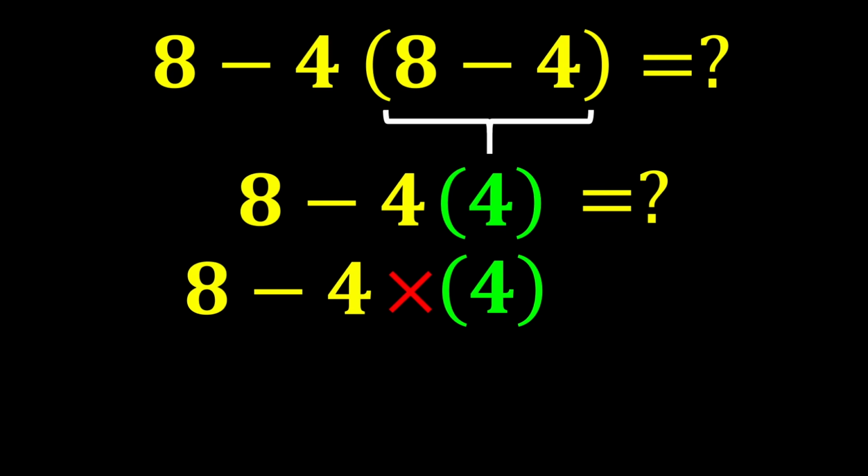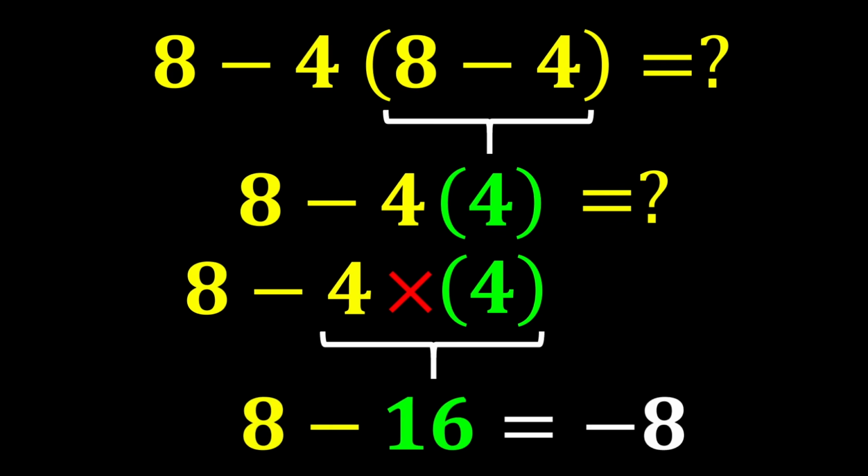Now in this expression, there is one subtraction and one multiplication. According to PEMDAS, multiplication has a higher priority than subtraction, so we first calculate the multiplication, then the subtraction. 4 multiplied by 4 gives us 16. In the end, 8 minus 16 gives us -8, which is our final answer.